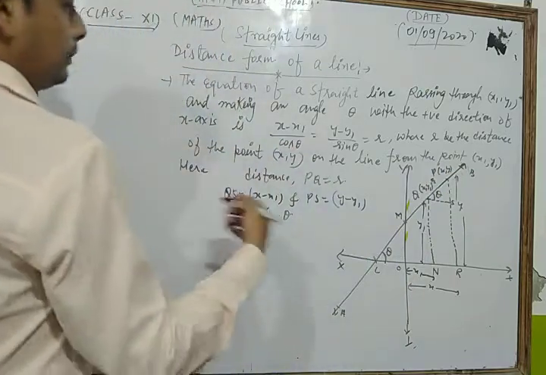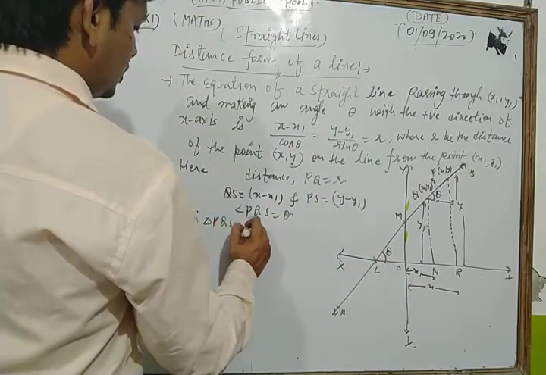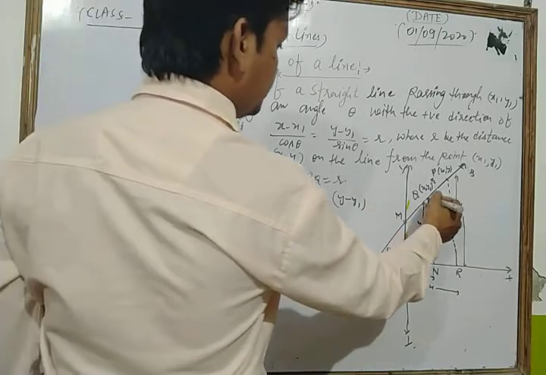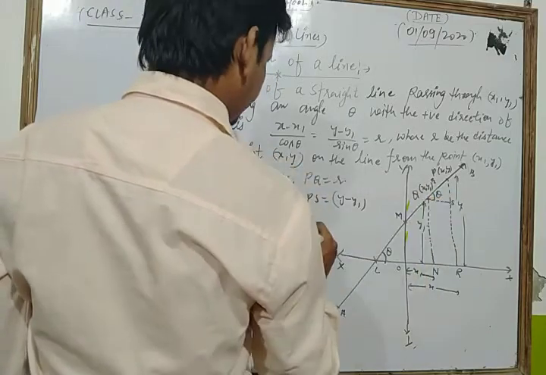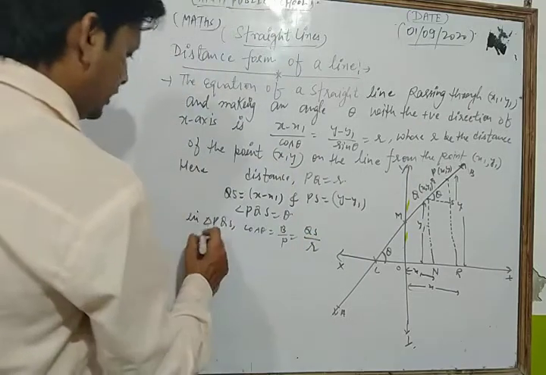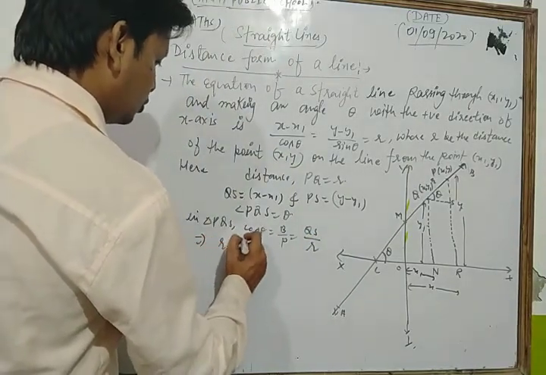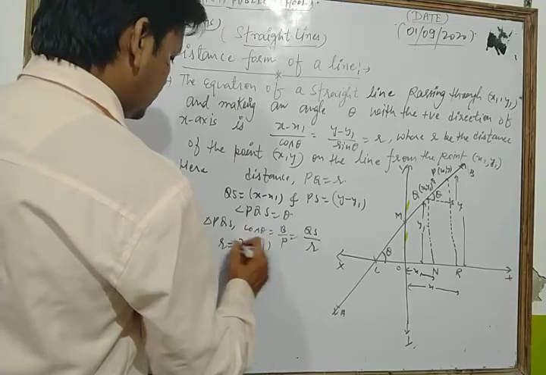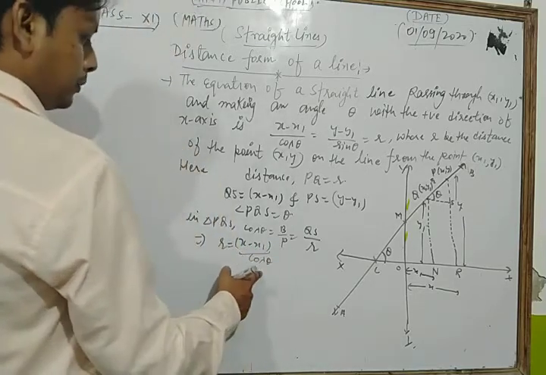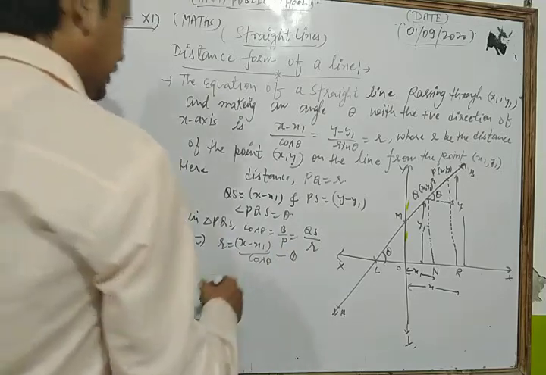Now we apply cos theta. In triangle PQS, cos theta is base upon hypotenuse. Here the base is QS and the hypotenuse is r. So here we have cos theta equal to QS upon r, which is x minus x1 upon r. Transferring cos theta to the other side, r is equal to x minus x1 upon cos theta. Take this as equation number 1.